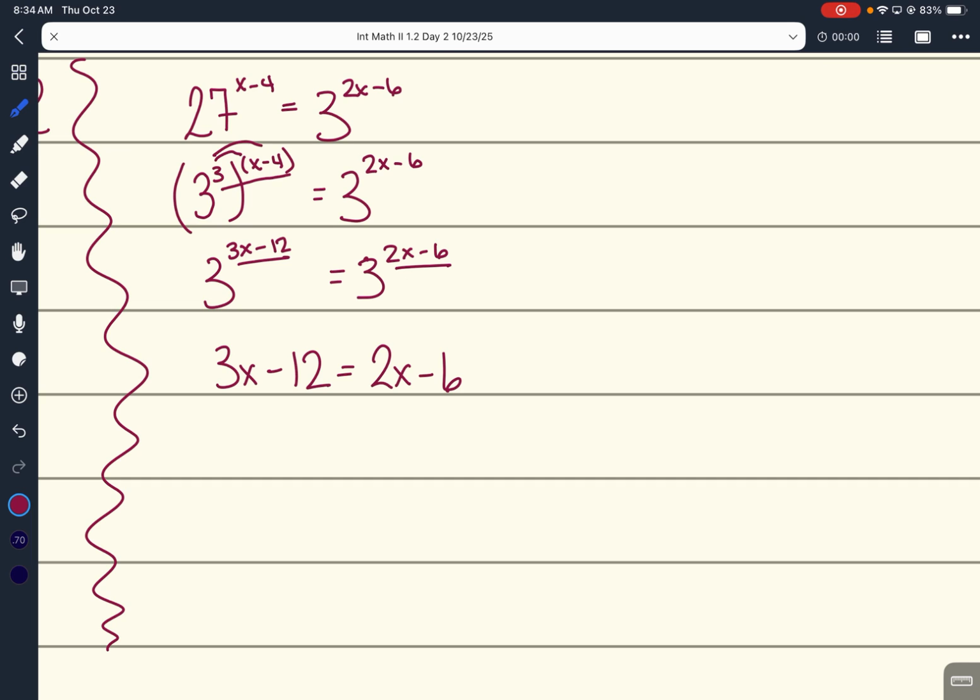The exponents, you just set them equal. And now I solve it just like any other algebra problem. We're solving, so minus the 2x from the 3x and add the 12 to the 6. And I put it above because I'm going to have to subtract them, right? So 3 minus 2 is 1, equals, and 12 minus 6 is 6. So x equals 6.